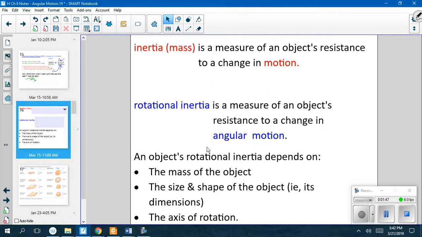So the bigger our I is, the bigger our rotational inertia is, the more energy it takes to get something to roll, which means that overall the velocity will be less, because more of that energy is going to make it roll than make it move forward. And this is dependent on the mass of the object, the size and shape of the object, and its axis of rotation.